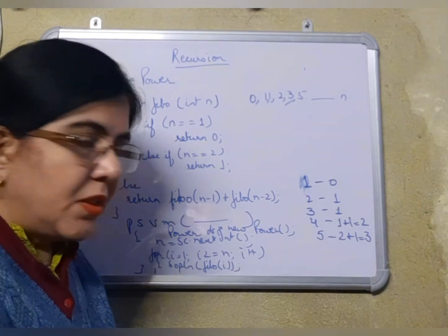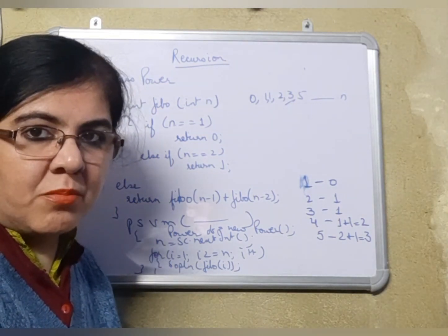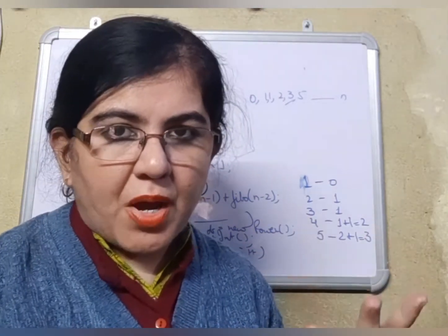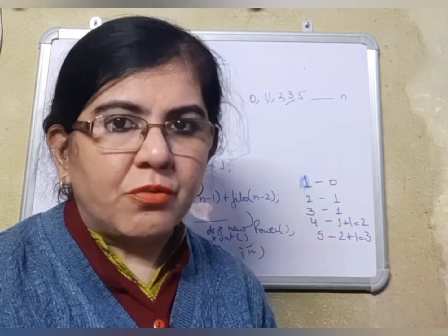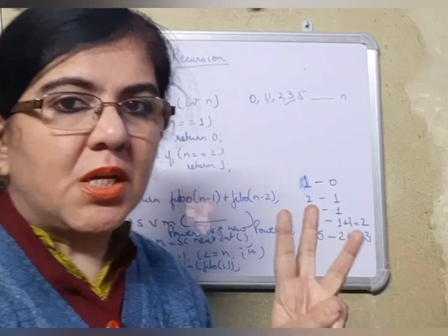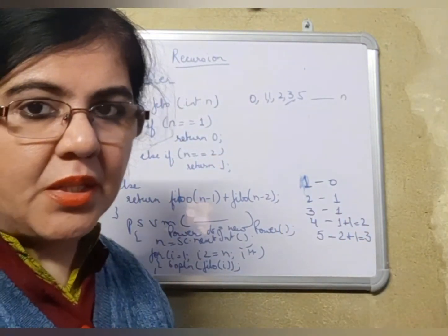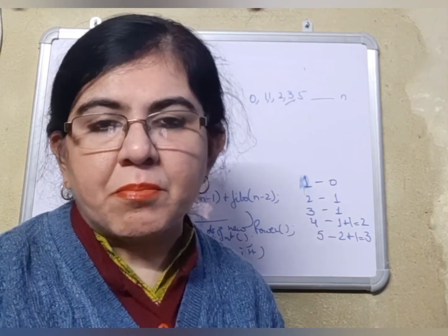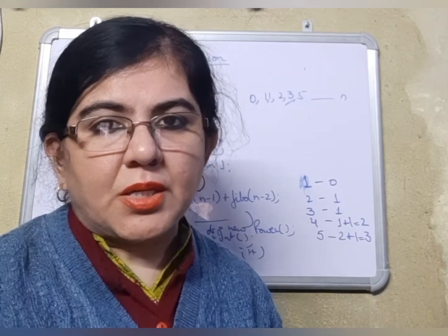So we have done 3 recursive programs in this session. What were they? Factorial, power, one was to generate first n natural numbers, and the Fibonacci. In the next session, we'll be coming up with sum of digits, prime number, special number, and so on.